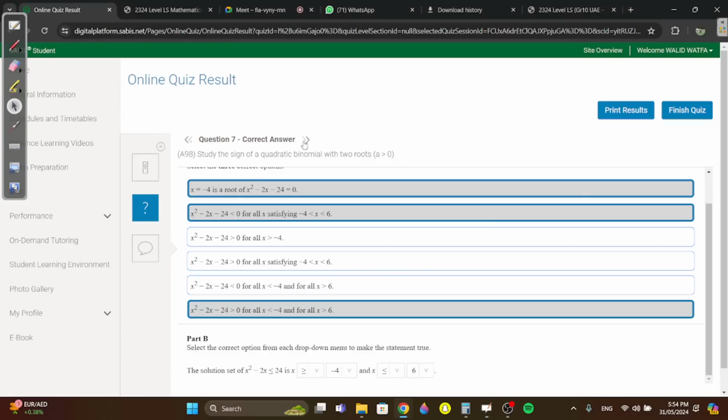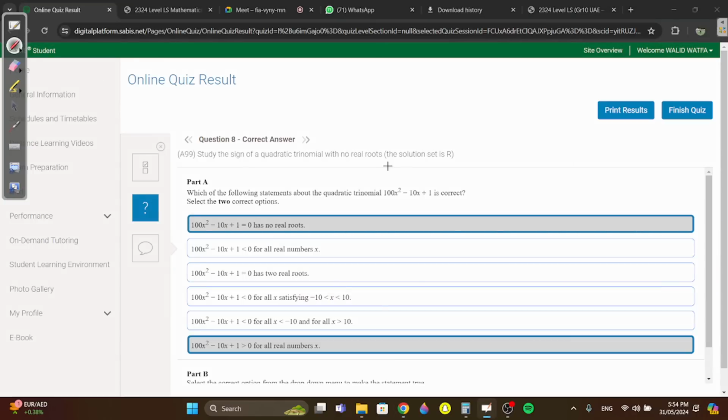Question 8. Again, factor this. 100x squared minus 10x plus 1 is the same as 5x minus 2 squared. Because if you factor it, you're going to get 10x, I think. Is it 10? No, you're going to get 100x minus 10, and then wait, what am I saying? It's not 5x minus 2. Let me see. Actually, this isn't factorable.